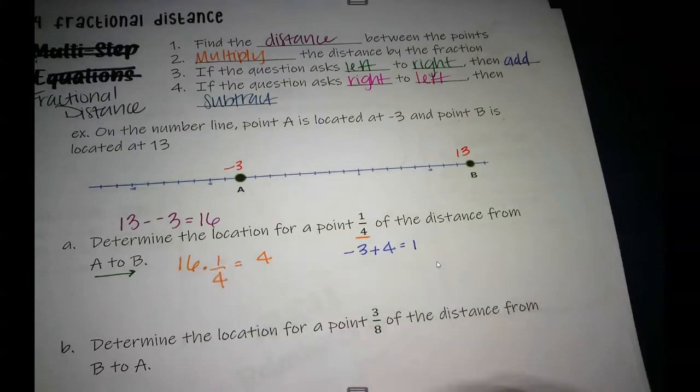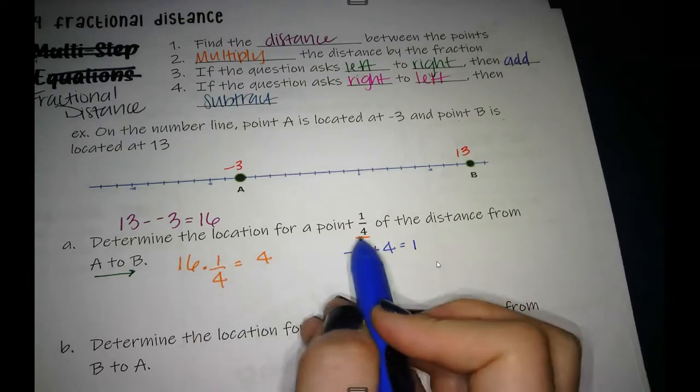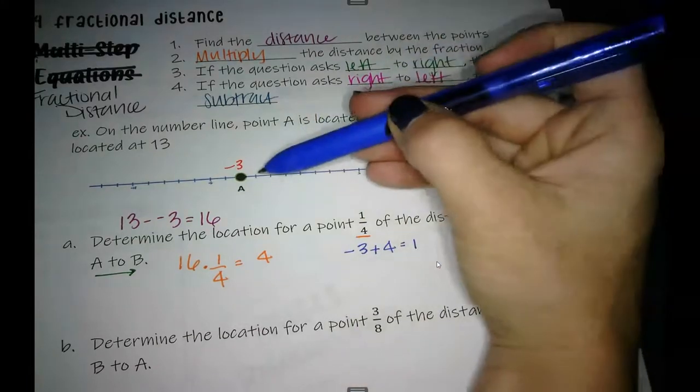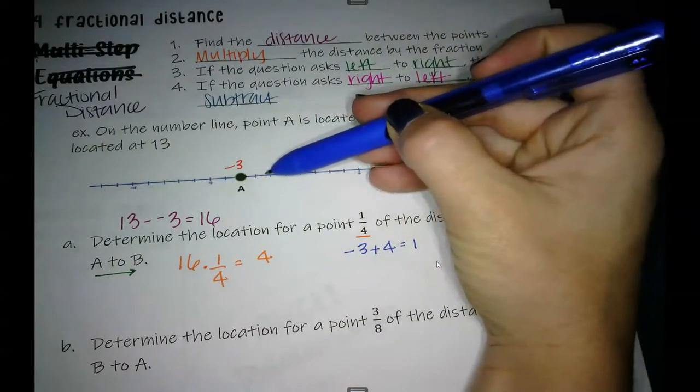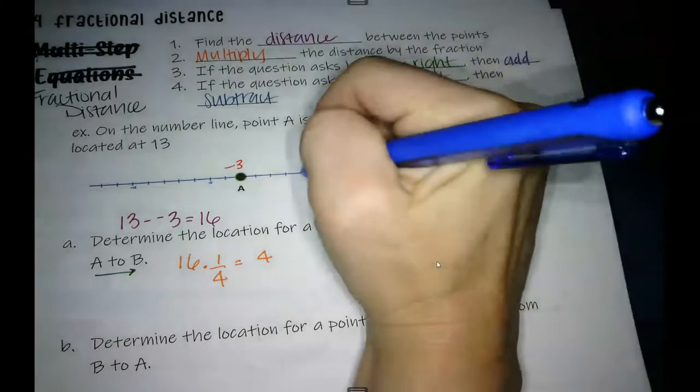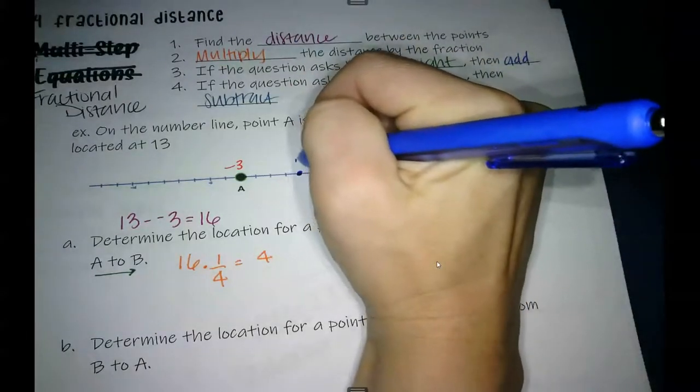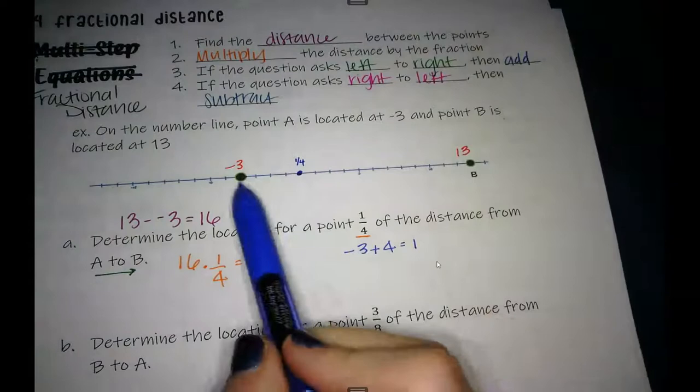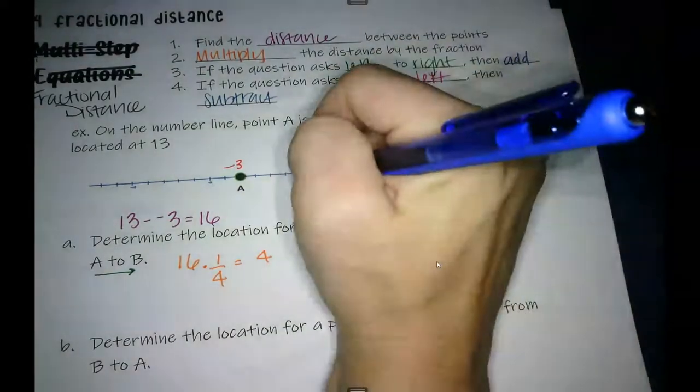So that is where 1/4 is located. So let's see, right here. This is where 1/4 from A to B is located at +1.